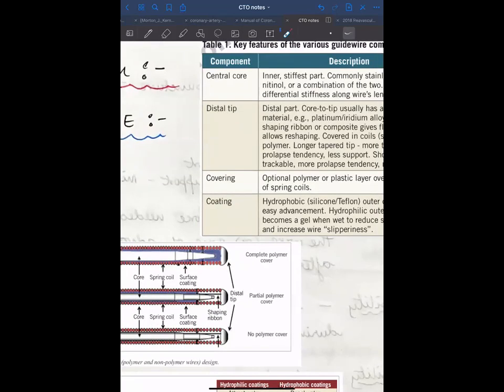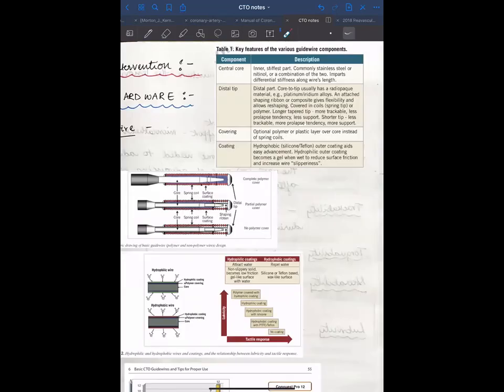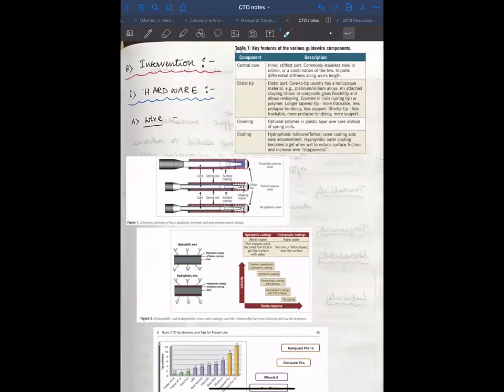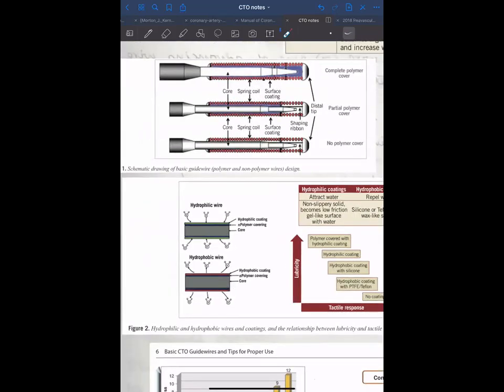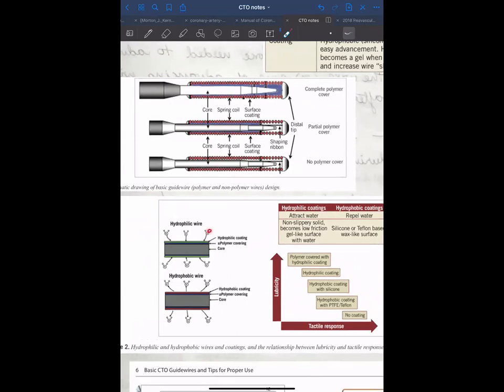So which is what is actually explained here in this right upper inset. So what is a coating? Coatings which the wire can have are hydrophilic or hydrophobic, as one can understand. So hydrophilic coating can be present with or without the polymer coating. That's why I told you covering and coating are two different things.